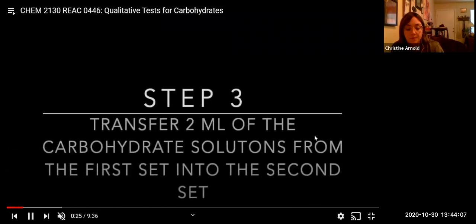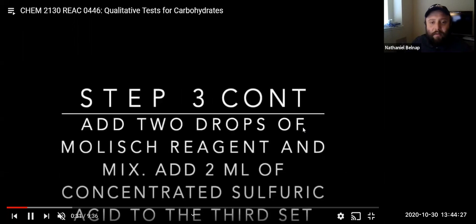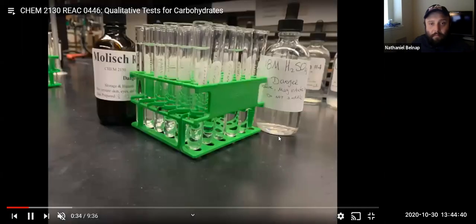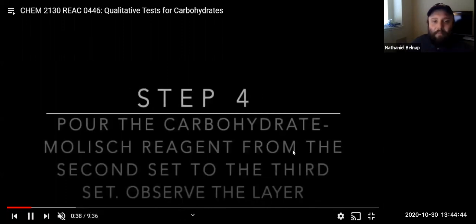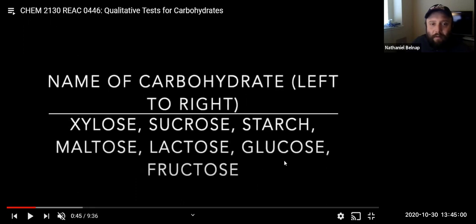So this is for the first row, right? This is for the first row, I believe, yes. I haven't seen the video yet, so I don't know exactly how he's doing it. So it says transfer 2 mL of the carbohydrates from the first set to the second set. So add 2 drops of Molisch reagent and mix, and then add 2 mL of concentrated sulfuric acid to the third set. Pour the carbohydrate Molisch reagent from the second set to the third set. Observe the layer. Name of the carbohydrate left to right: xylose, sucrose, starch, maltose, lactose, glucose, fructose.